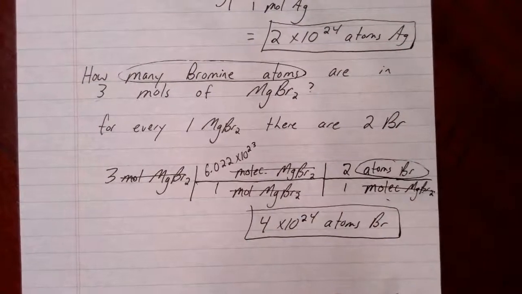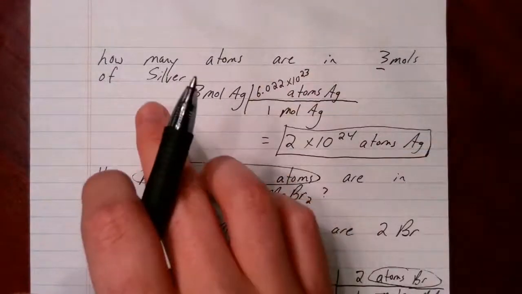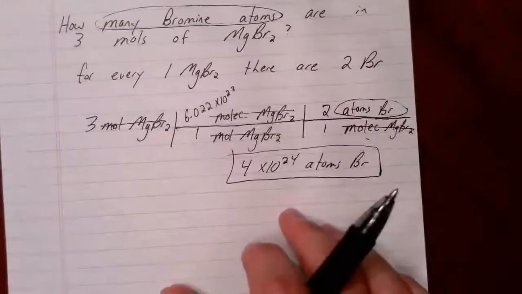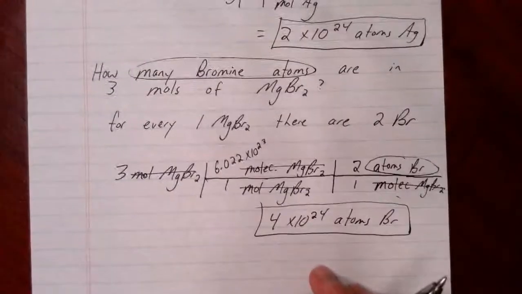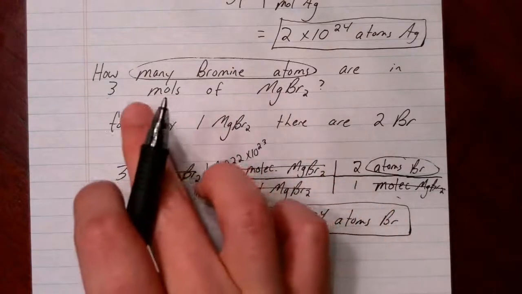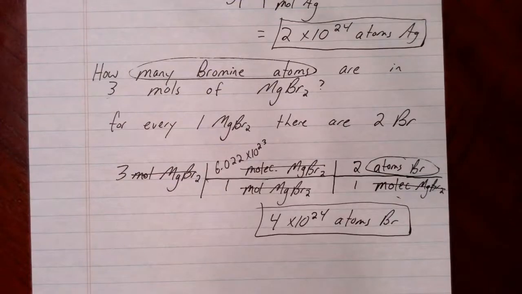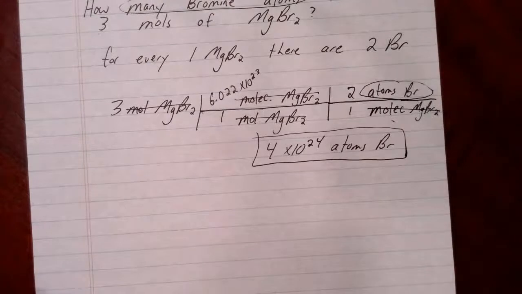So hopefully you see why we had the extra step in this problem as opposed to this problem. Because up here, you started off with moles of atoms. I asked you for number of atoms. But down here, we started off with moles of a compound or a larger molecule, and I asked you for number of atoms. So be careful if you are asked for a specific atom and you're given a larger compound, you have to account for that in a step.